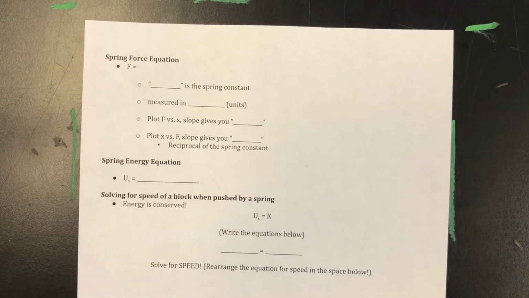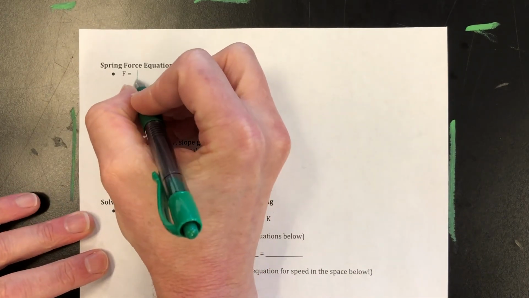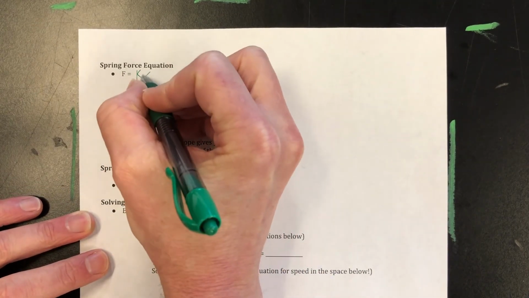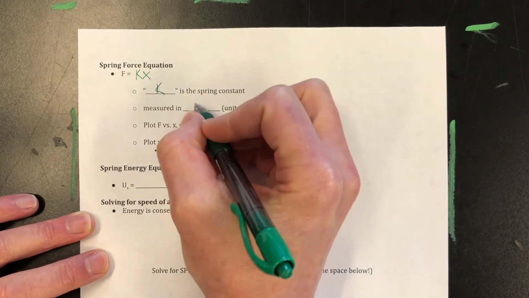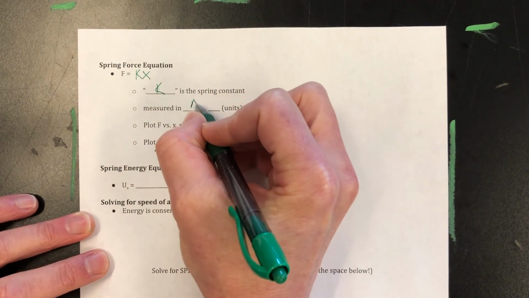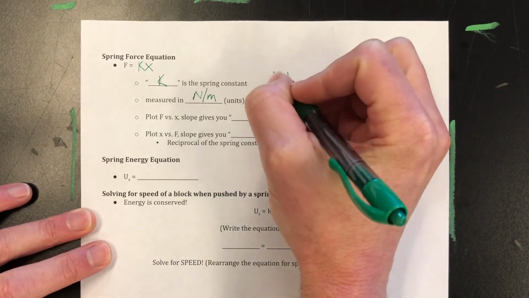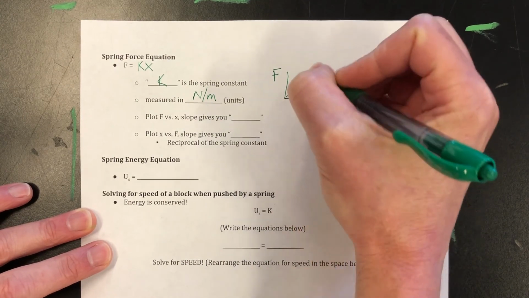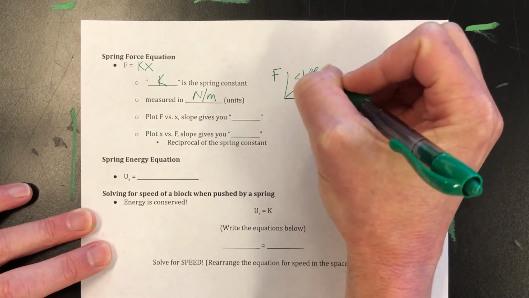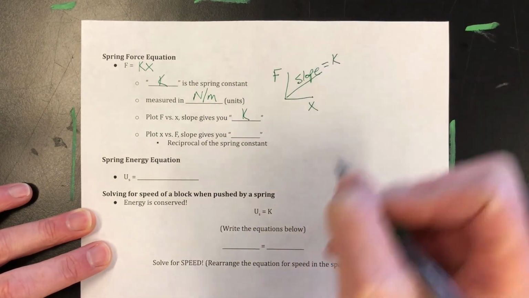On page 2, they want us to just go through the spring force equation. We know spring force is equal to the spring constant times the compression. So here K is the constant. Remember, the constant is measured in newtons over meters. And if I have a graph that is force versus stretch, and I find the slope, it gives you K. So the slope gives you the K value.